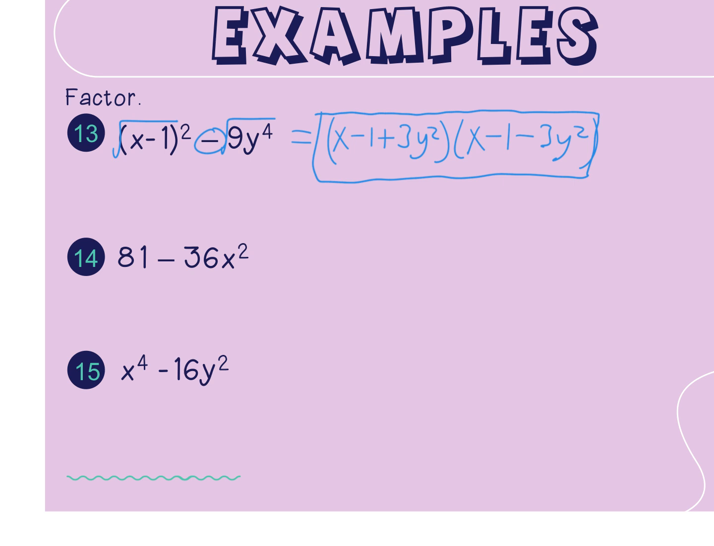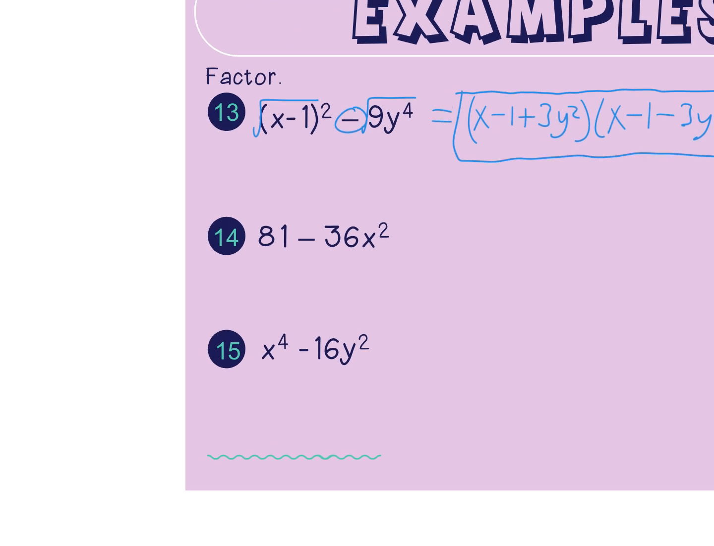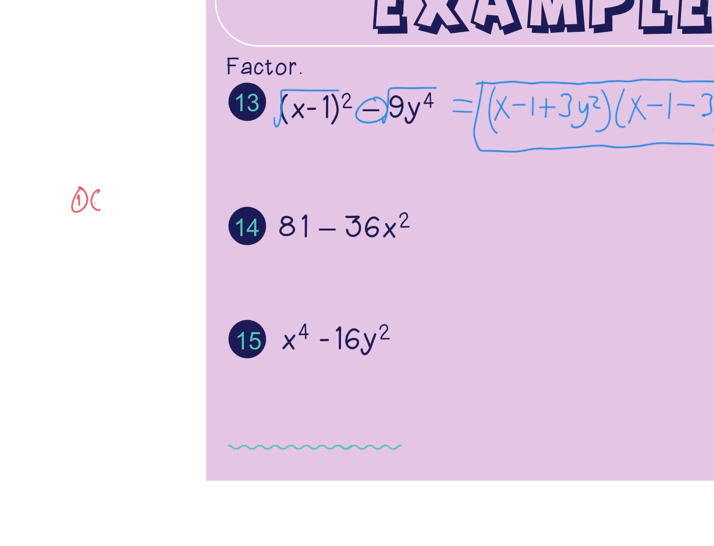Now number 14. Again, this is a difference of perfect squares, right? 81 and 36x squared. But check and see if you can take out a common factor first. That should always be the case. You're going to see later down the line, when we factor completely, that the first thing you should always do is find a GCF. So, is there a GCF? And the second thing you should do is find special cases.